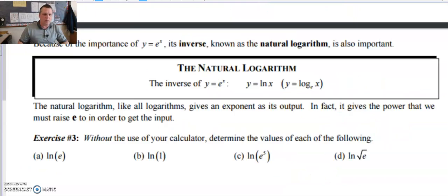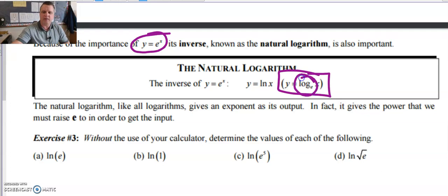Okay, so we have y equals e to the x. Its inverse would be throwing the log in, so it would be this guy right here. That would be its inverse. Y equals log base e of x, which we've already gone over in a previous lesson. Now, log base e is a natural log, which is ln. So ln means a natural log, means log base e.